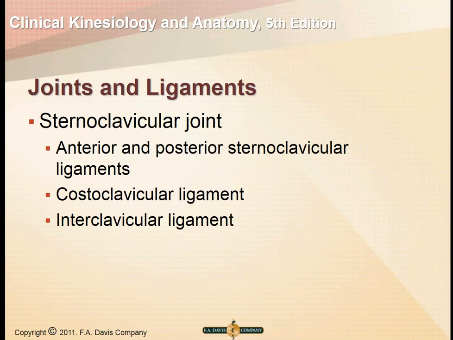Looking at the sternoclavicular joint, we have anterior and posterior sternoclavicular ligaments. These attach to the manubrium of the sternum, and they are on the medial side of the clavicle, both anterior and posterior. And these are going to limit anterior-posterior movement of the clavicle. We have our costoclavicular ligament. This is between the clavicle and the first rib, and this limits elevation of the clavicle. And then our interclavicular ligament. This is between the right and left clavicle, so superior to the manubrium, and it limits clavicular depression.